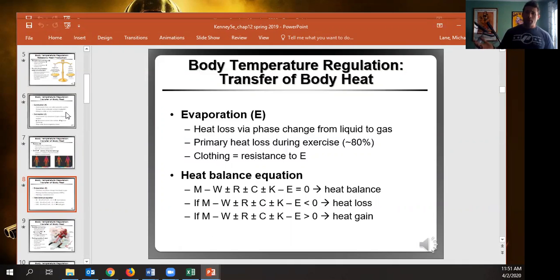So we have our heat balance, which is if the amount that we're taking in is the same as the amount we're giving off, we're the same. Now, the first one is the metabolic heat, but then from there, when we have radiation, conduction, and convection, notice how those are plus or minuses. They can be helping us or hindering us depending on the situation. So if all of that is less than zero, we're giving off heat to the environment. If all of that is more than zero, we're going to be gaining heat.